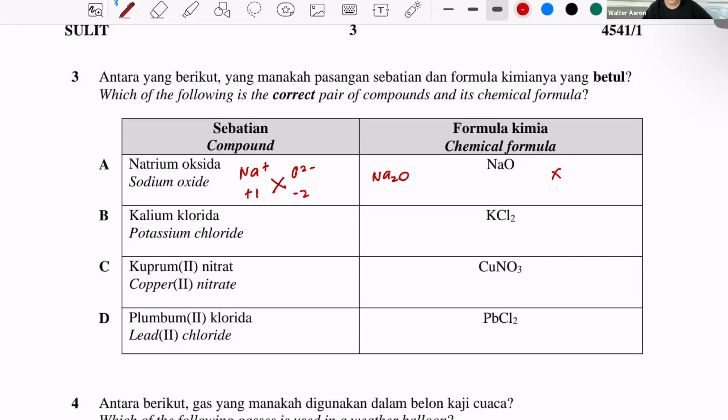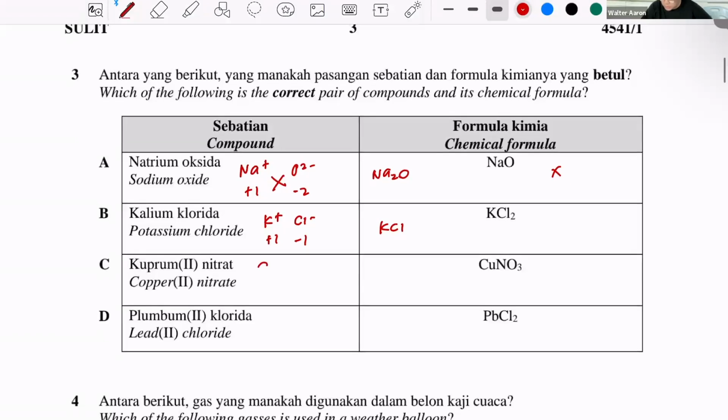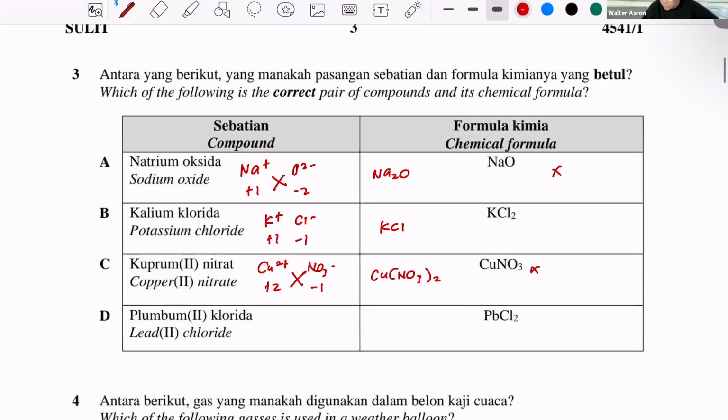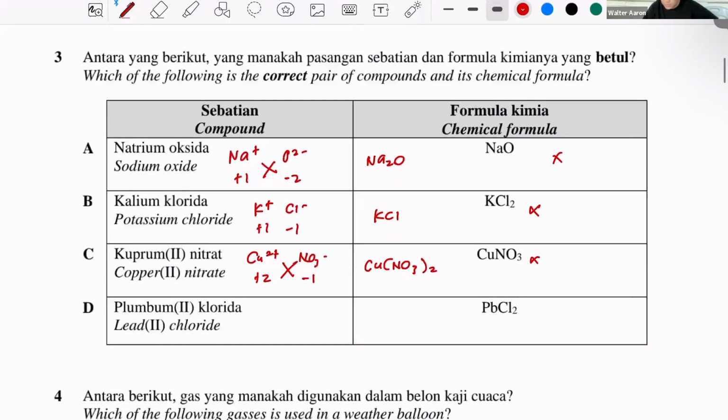So this is wrong. For potassium chloride, K is plus and Cl is minus, so it's a 1-to-1 ratio. Therefore, there's no need to cross. The formula is supposed to be KCl. And for copper 2 nitrate, it's supposed to be Cu2+ and NO3-. So it's a +2 and -1, you should cross. So your subsequent formula should be Cu(NO3)2. So again, this is also wrong. So we got 3 wrongs, and the last one's probably going to be correct.